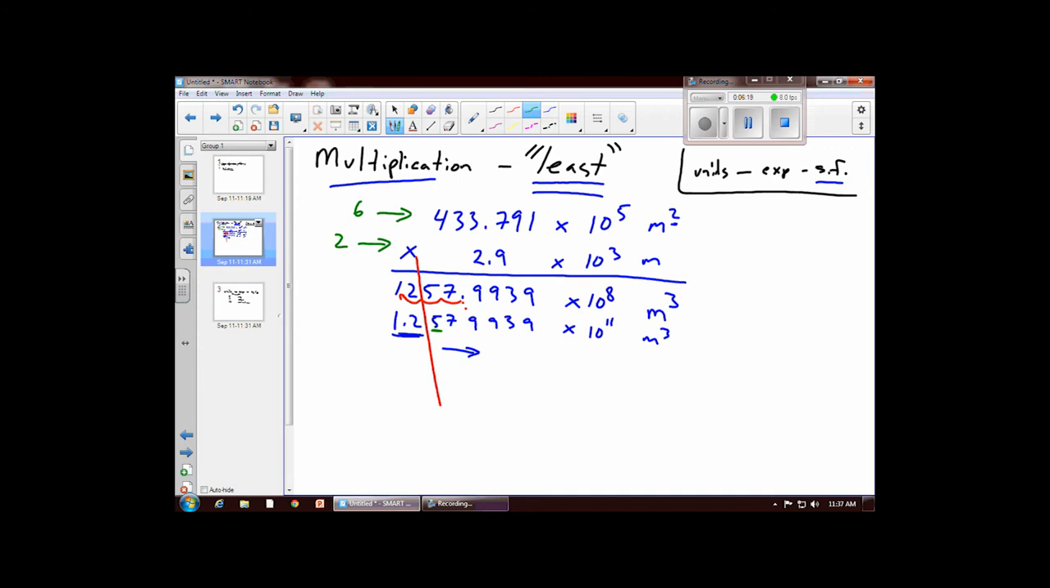What does this guy say? Round up. So if it rounds up, then that gives me the number of 1.3. All these numbers are gone, and it becomes times 10 to the 11th meters cubed. I'm so overjoyed that I finally got to the end of my answer. I'm going to box it. And this is units, exponents, and sig figs done correctly.